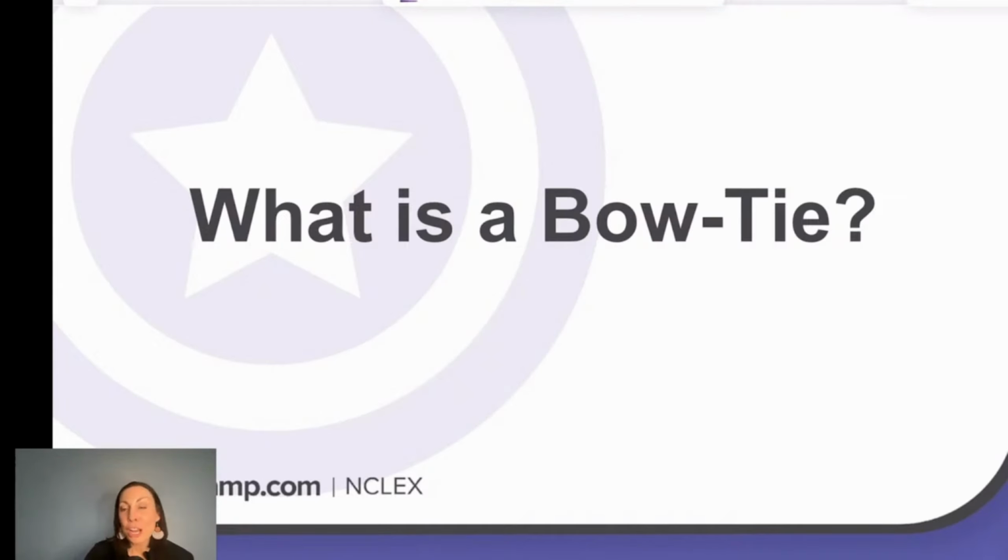We are going to first talk about what a bow tie question is, and then we're going to end up practicing one together at the end. In this beginning part, I want to just go through what they are, some tips and tricks to help you be successful with them as you approach these questions, and then we'll dive in.